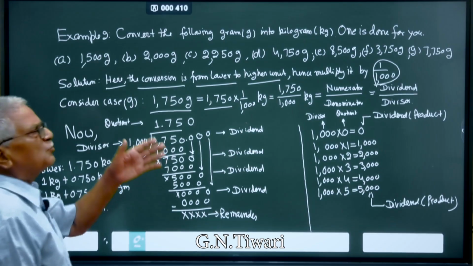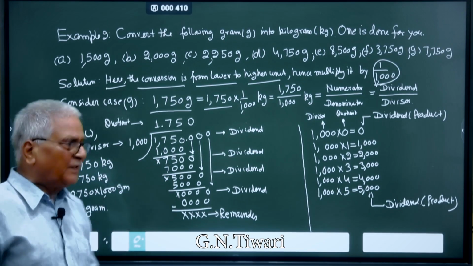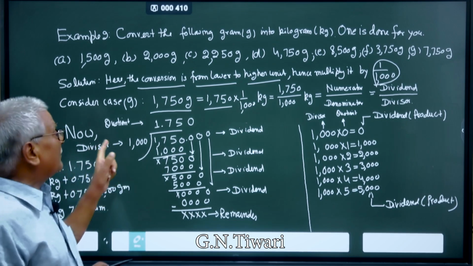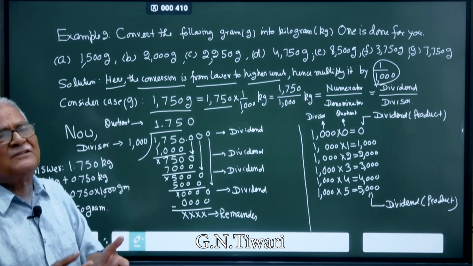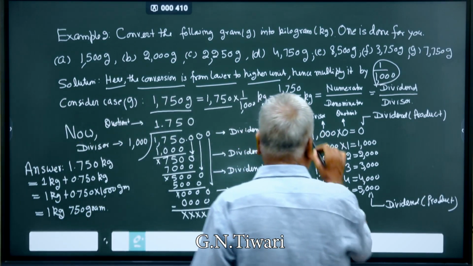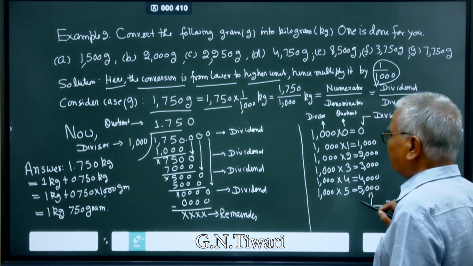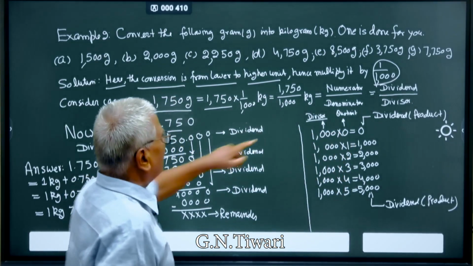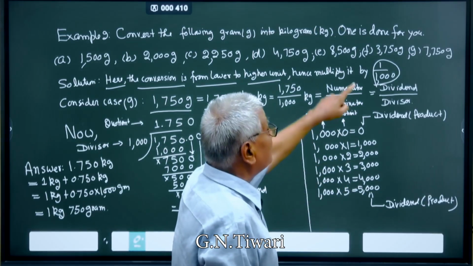Just see, 1750.000. If you put 0.000, the number remains the same. Why have I taken 3 zeros? Because here the divisor has 3 zeros. You can take 4 also, or 5, depending upon the divisor. Now just see, I have made a table of 1000. I have multiplied from 0, 1, 2, 3, 4, 5. Now this 1000 is the divisor. This is the quotient and this is the dividend product.